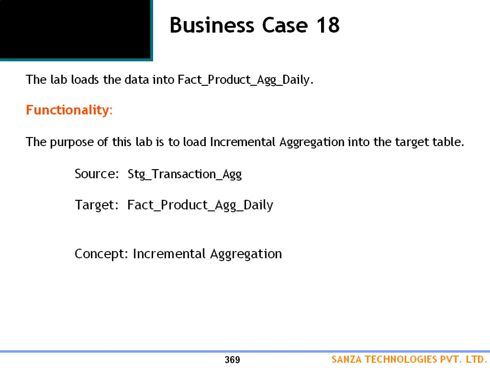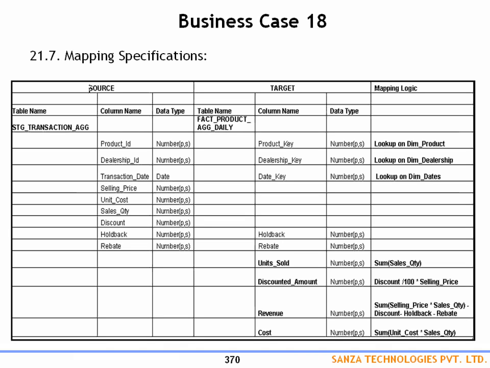In the previous chapter, we discussed incremental loading using the mapping variable. Now we are going to discuss incremental aggregation loading into the fact product AGG daily table. This is the business requirement on stage transaction AGG: load the data into your fact product AGG daily.